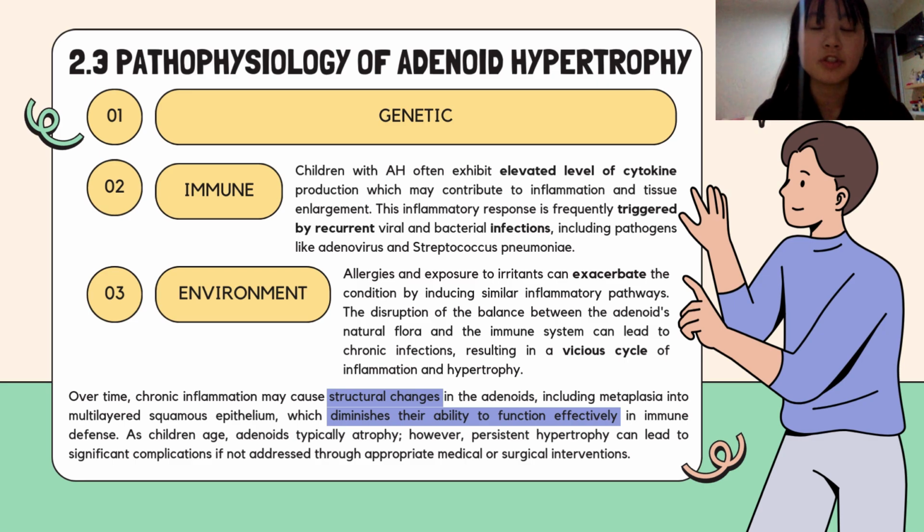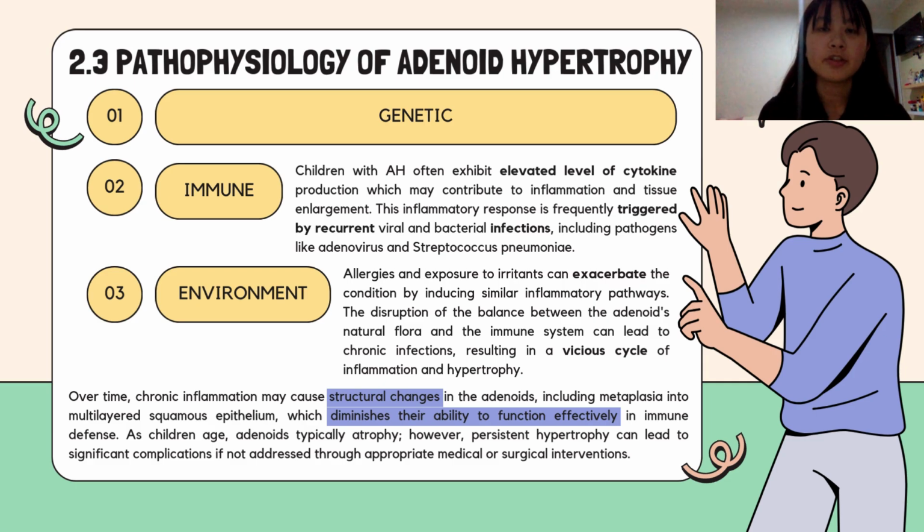For this project, I would like to explain about the pathophysiology of adenoid hypertrophy. The pathophysiology of AH involves a complex interplay of immune responses, genetic factors, and environmental influences. Immunologically, children with AH often exhibit altered cytokine production, particularly elevated levels of pro-inflammatory cytokines like interleukin-32 (IL-32), which may contribute to the inflammation and further tissue enlargement.